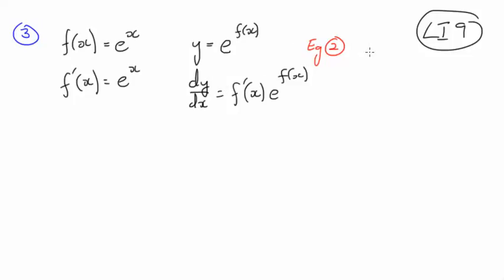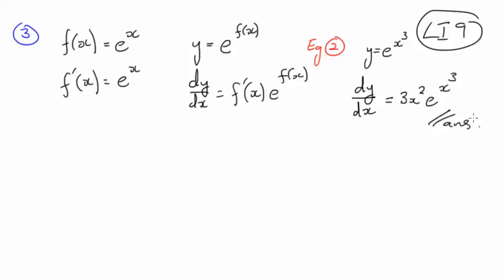If you have y equals e to the power of, let's say, x cubed, then the derivative is the derivative of that, 3x squared, times all of that. That's your answer there. So you can see that it's the derivative of that top part that sits out the front. Now we're up to our trig functions.